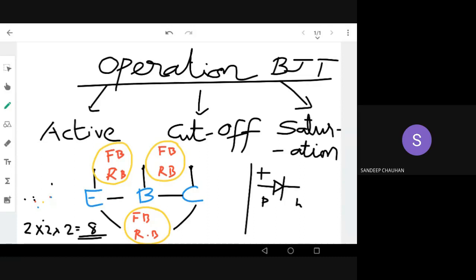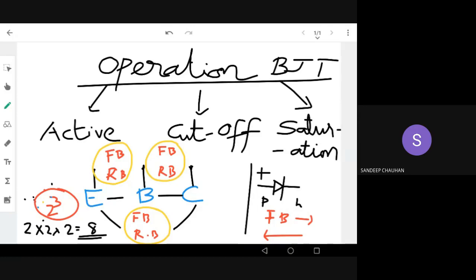You can see biasing in a transistor is not simple. A diode is very simple, a two terminal device. How many possibilities do we have? Two possibilities: one is forward, with higher voltage, and the other is reverse. But here we have three junctions and we have 2 to the power 3, that is 8 possibilities. So we are not dealing with a small device, it is a complicated device. So we need more focus and a more systematic understanding.